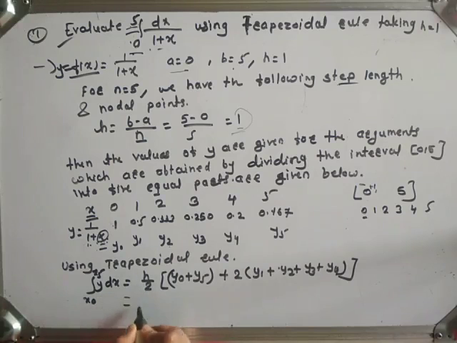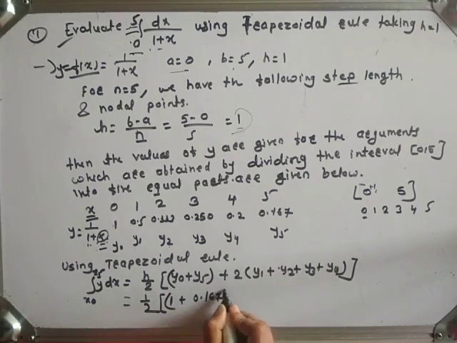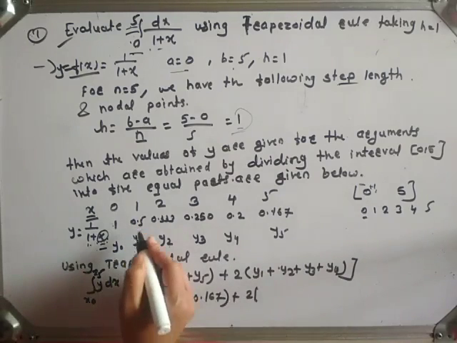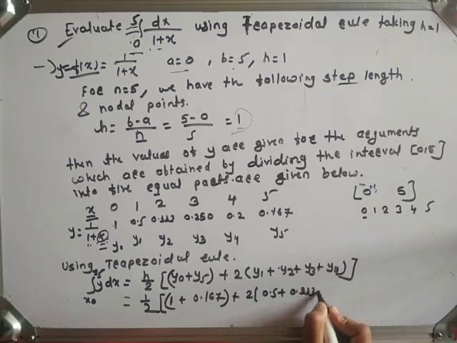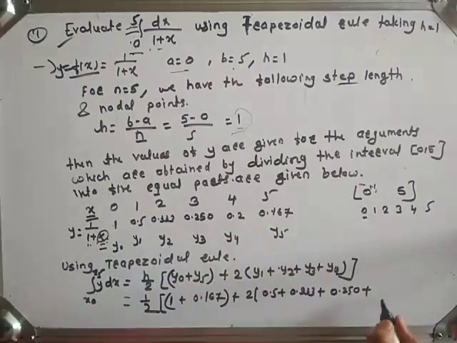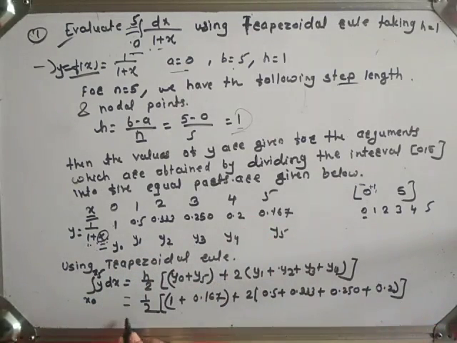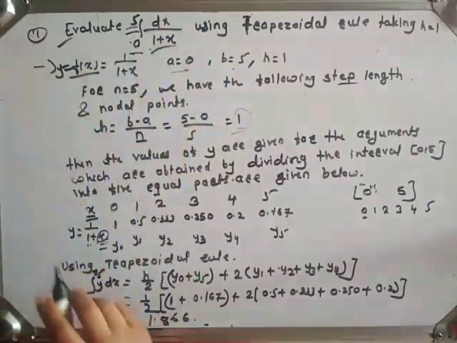Okay. Here h is 1, so 1 by 2 into y0 is 1 plus y5 is 0.167 plus 2 into y1. y1 is 0.5 plus y2 is 0.33 plus y3 is 0.250 plus y4 is 0.2. Okay. Calculate this on the calculator. You will get the answer 1.866. Okay. 1.866 is the value of this integral.